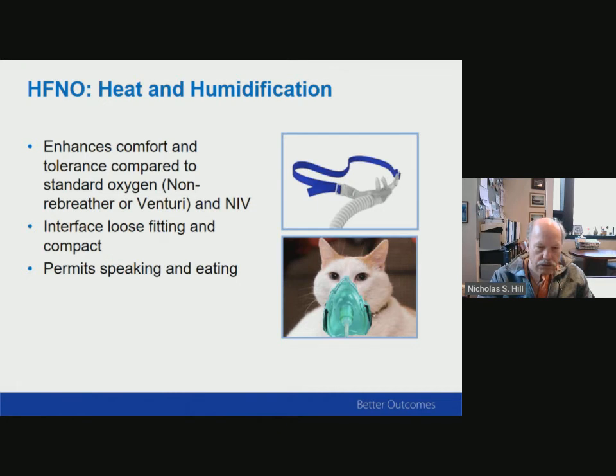The interface shown on the right here is loose fitting, compact, very unlikely to give you claustrophobia, and it permits speaking and eating relatively unimpeded. Whereas here I've given Butterball the cat as my example, but a standard full mask can be uncomfortable and can induce claustrophobia.